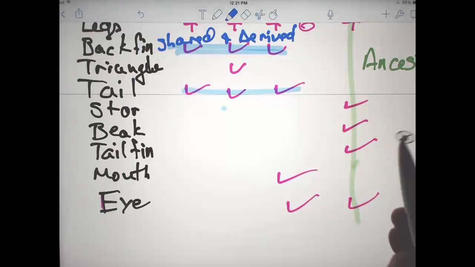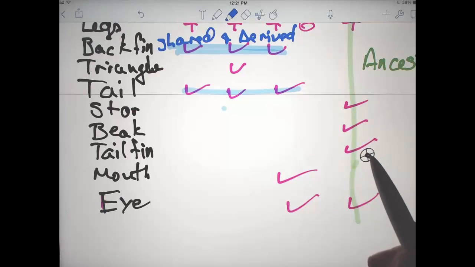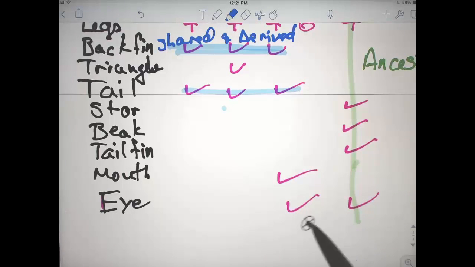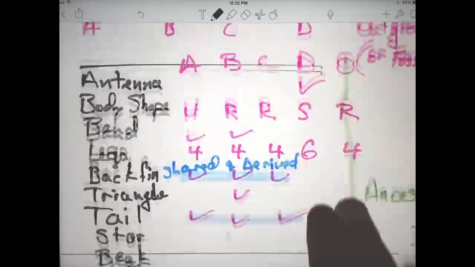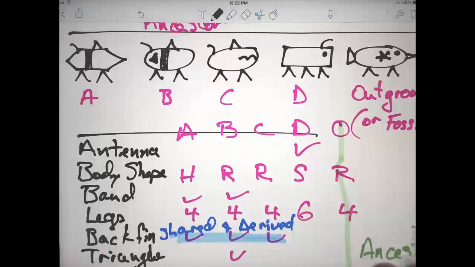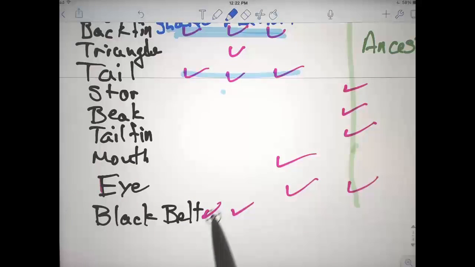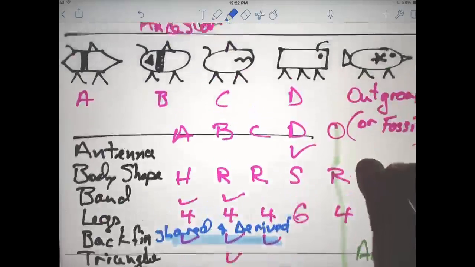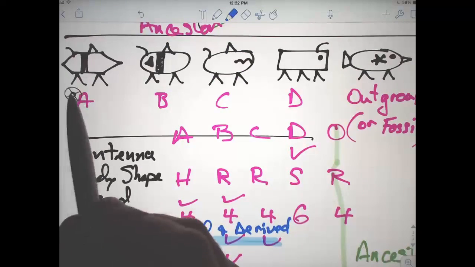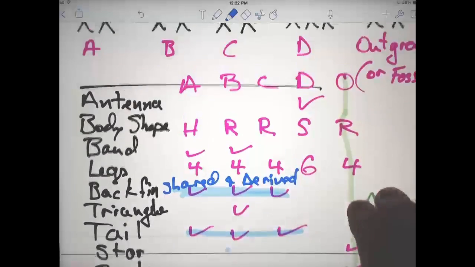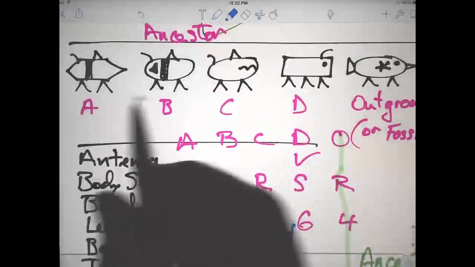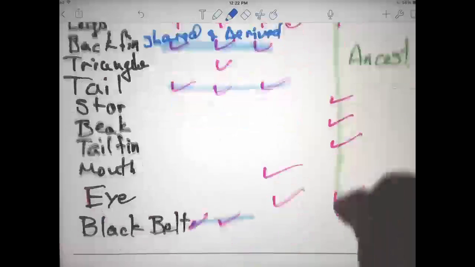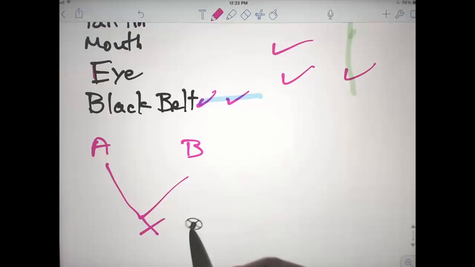The star is only in the ancestor, the beak is only the ancestor, tail fin only, mouth only, eye is shared but not derived, it's ancestral. One trait is missing, black belt. The black belt occurs in A and B. It also is shared and derived. We have the back fin is shared and derived among A, B, and C, the tail among A, B, and C, and the black belt in A and B. So that suggests A and B are related.